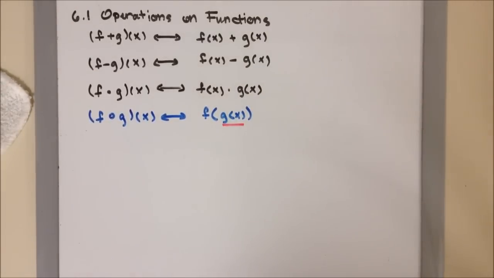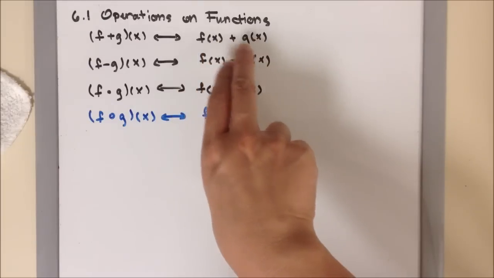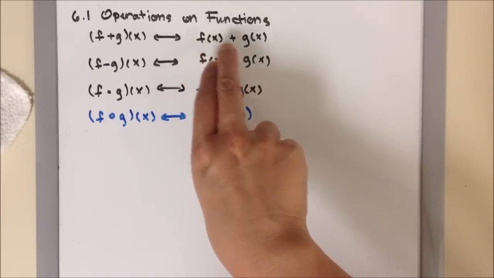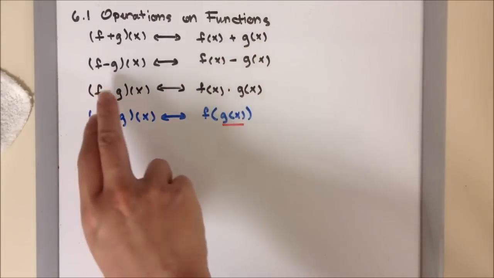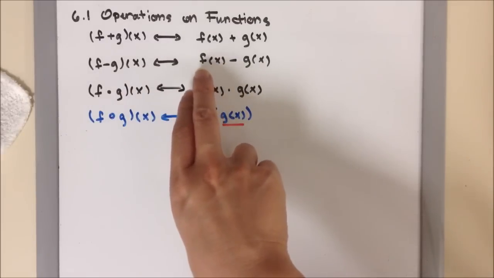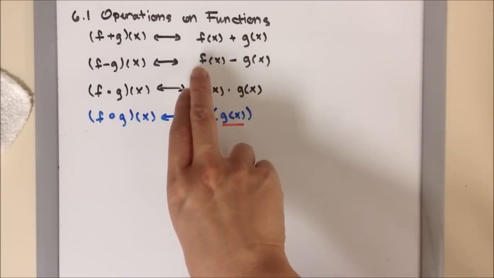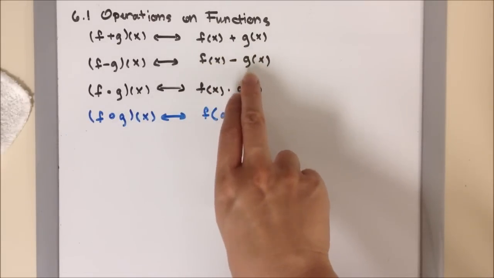Welcome to section 6.1, Operation on Functions. So in this section, when it says operation on function, it means that you're going to combine two functions by the operation that you see. So in the first one, it says f plus g of x. That means that it is f of x plus g of x. So the f function is being added to the g function. In the second property, it's f minus g of x, so that means it is f of x minus g of x. So you are doing a subtraction between the f function and the g function.